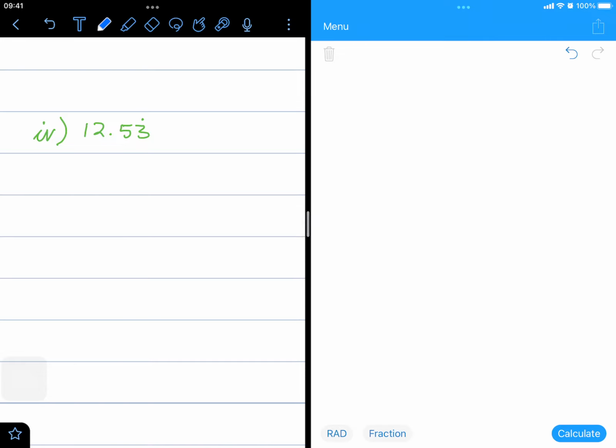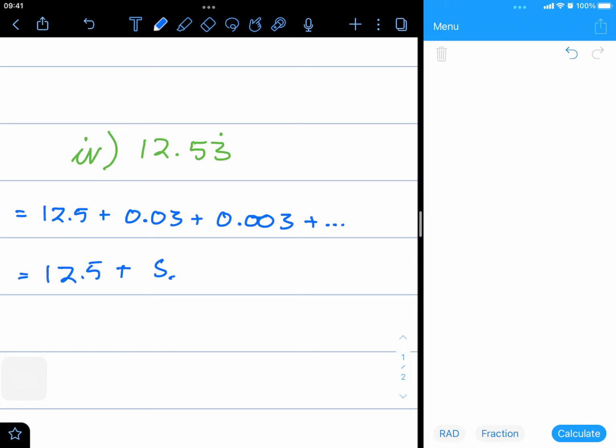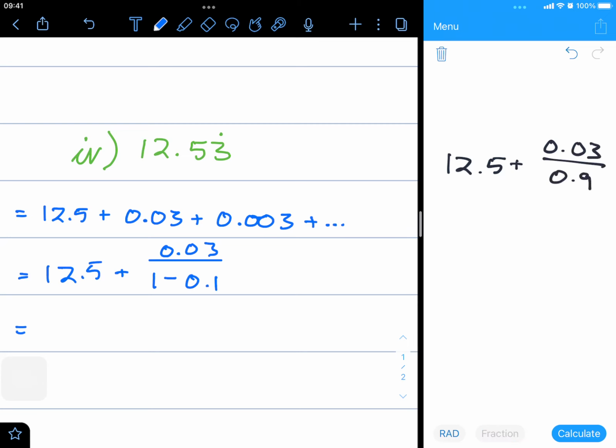One last example. Taking the whole number, 12.5 plus 0.03 plus 0.003, etc. This is 12.5 plus the limiting sum. You can, of course, skip this part, which is what I'm going to do. The first term over 1 minus the common ratio. I'm just going to skip straight to the end. 12.5, 0.03 over 0.9, 1 minus 0.1. This gets us 188 over 15. And we should always just double check that it's indeed what we were looking for.